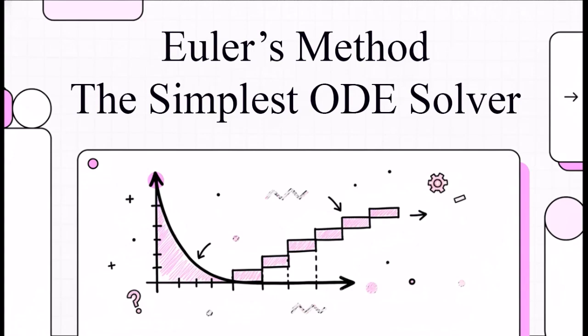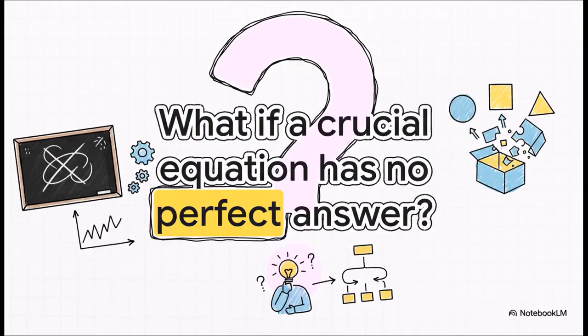All right, today we're going to unlock a secret weapon of mathematics, the Euler method. We're going to see how a surprisingly simple trick helps us find answers to problems that, well, seem completely impossible to solve. Ready to see how it works? Let's dive in.